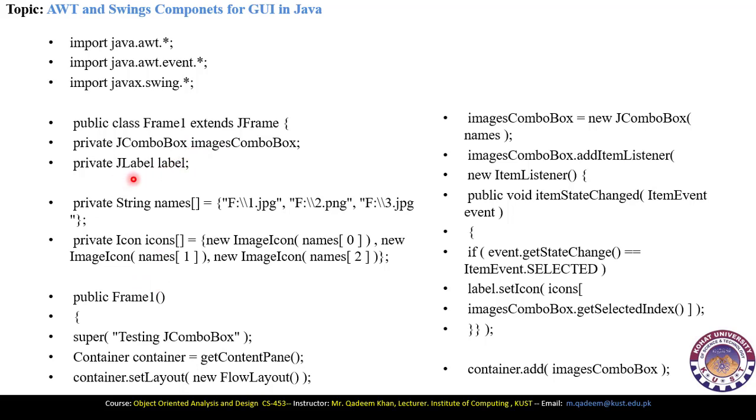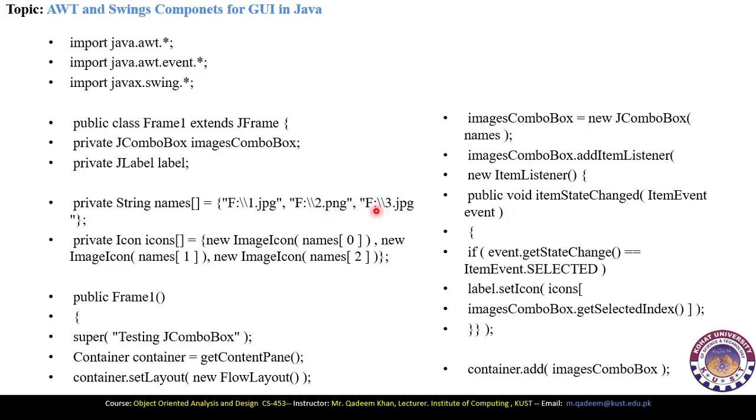Now next is our JLabel. Label is the object of the JLabel. Here we have just declared it. Then we have private String names. Names is the array of the String data type, and it is private. Here is the first label. So the first label is in fact the path here, F colon double backslash 1.jpg, then F colon backslash 2.jpg.